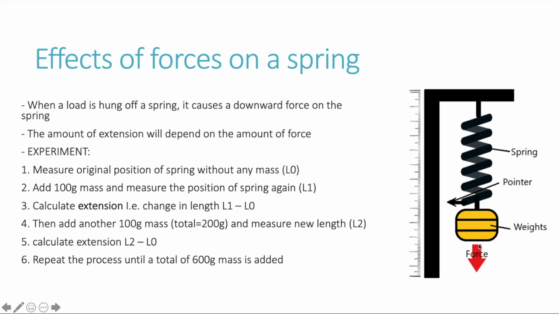And now we want to calculate the extension caused by the 200 grams worth of weight. And so that would be pretty much the difference between L2 and L0, L0 being the original position with no masses on. And so we keep going and going as we add more and more mass, and we just calculate what the extension is each time we add the extra mass.